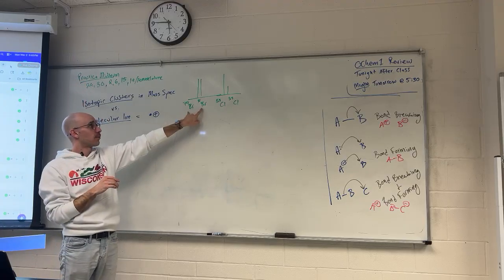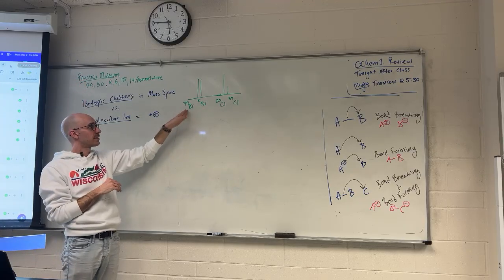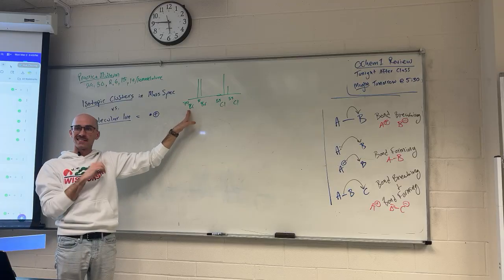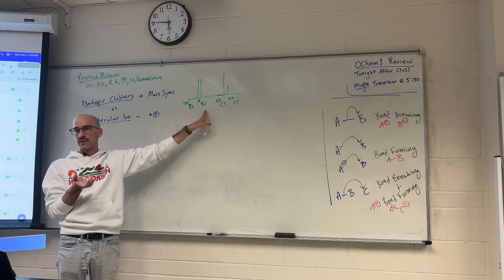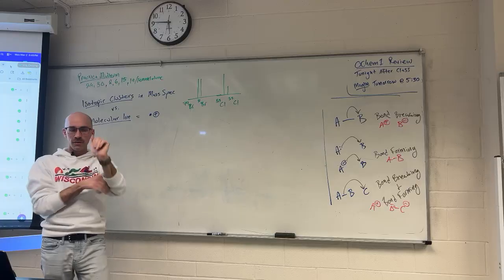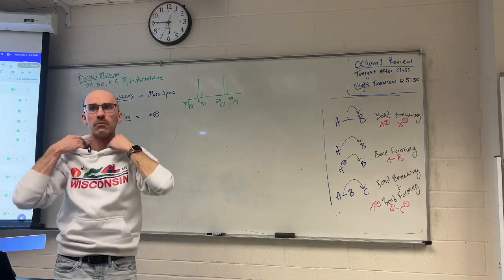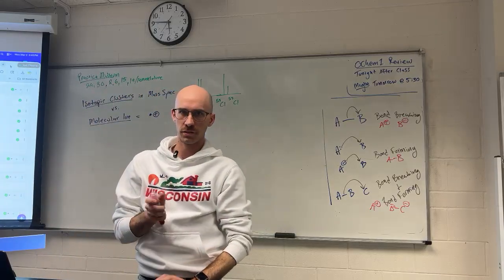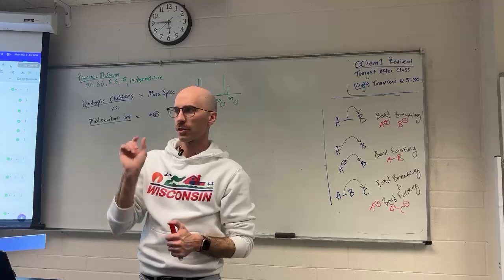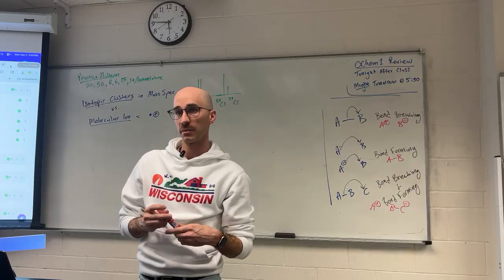The odds of having one of each is the greatest. The odds of having 2 79s is less. The odds of having 2 81s is less. I don't get into those multi-atom clusters on your exams. Just make sure you can identify those classic isotopic clusters.